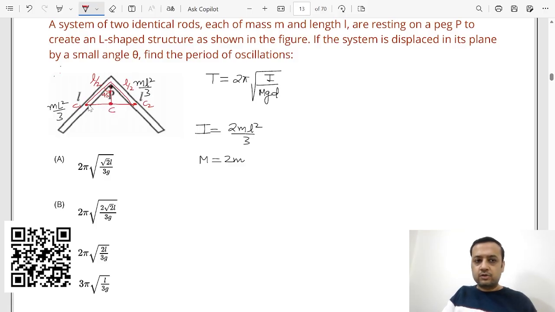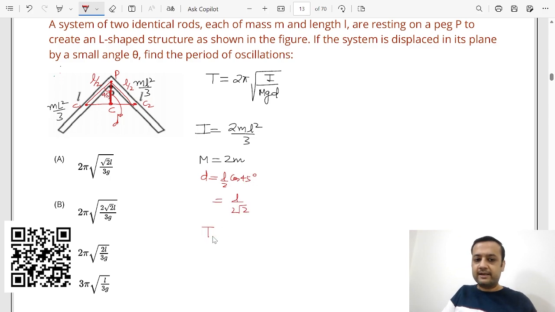So this distance, which is d actually, because this was point P, is L by 2 cos 45. So basically d becomes L by 2 cos of 45, which is nothing but L by 2 root 2.